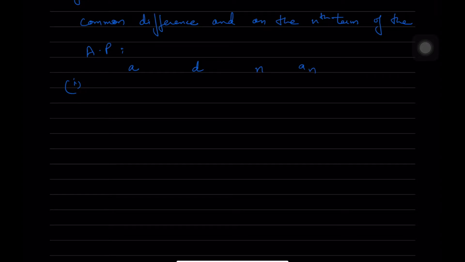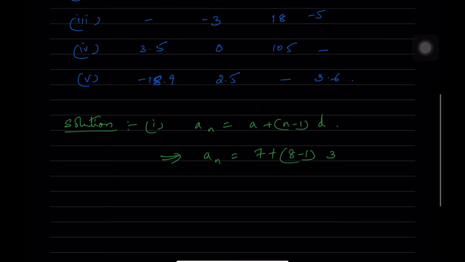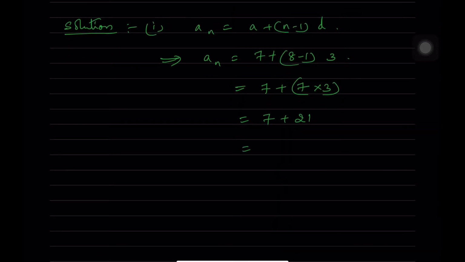So in the first bit, for the first one, we are having AN is equal to A plus N minus 1 into D. So which implies that you're having here AN is equal to 7 plus, substitute, 8 minus 1 into 3. So which is equal to 7 plus 7 into 3, which is equal to 7 plus 21, which is equal to 28. So AN is equal to 28.